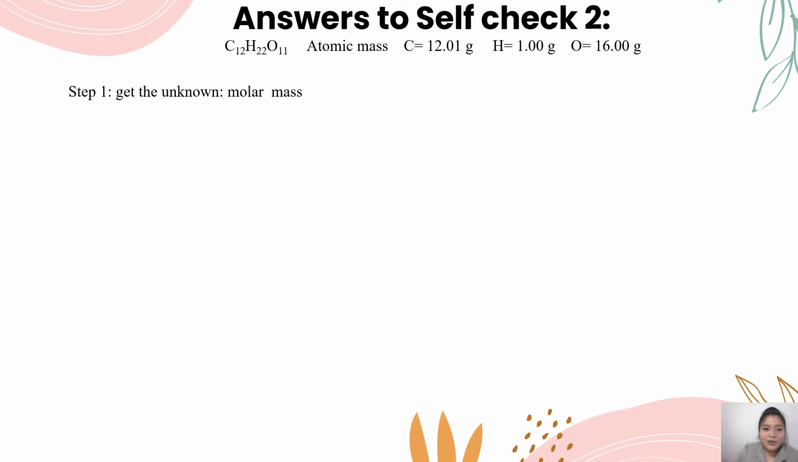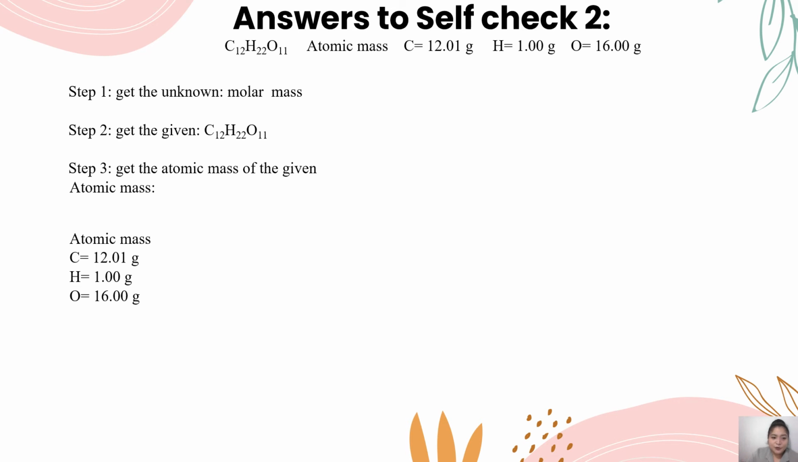What about the next question? So we see here your table sugar. So it has C12H22O11. The first step is to get the unknown. Of course, it is asking for the molar mass. Then we get the given. Of course, we have to check the chemical formula if it is correct for table sugar.